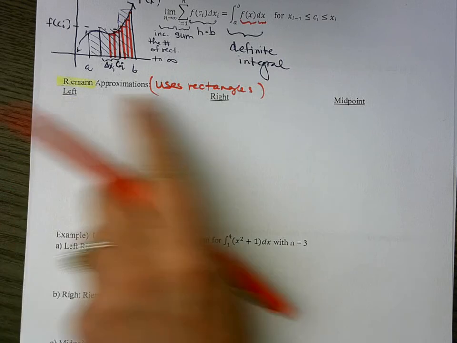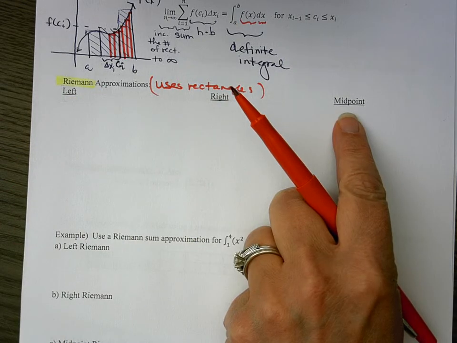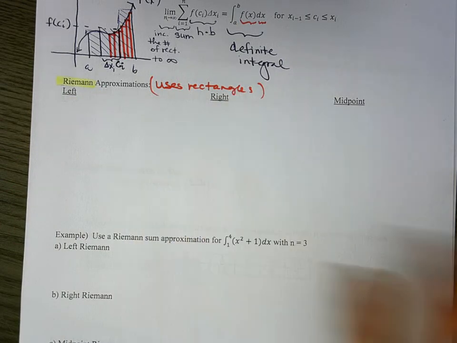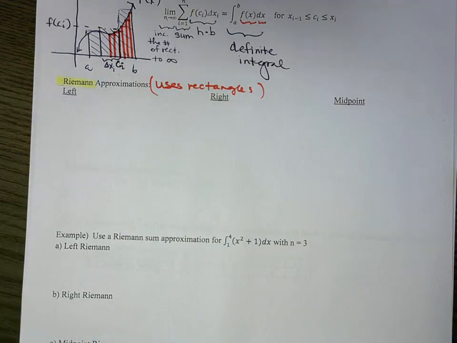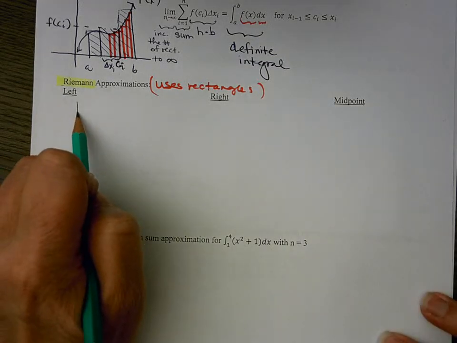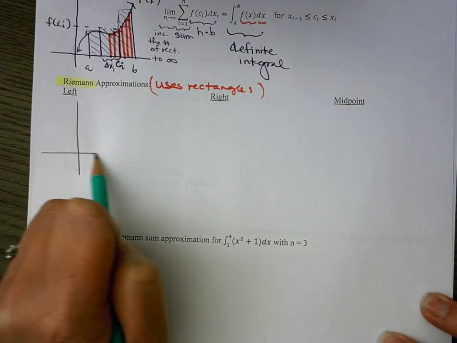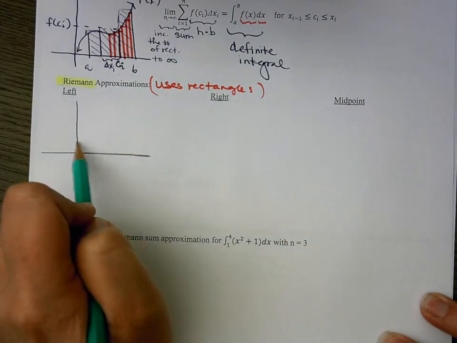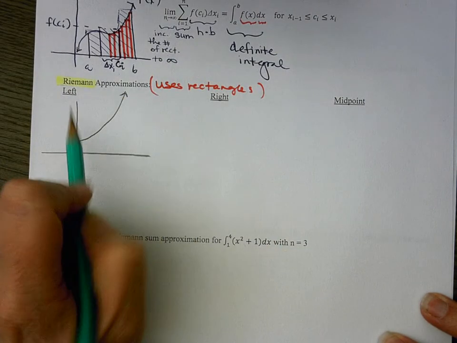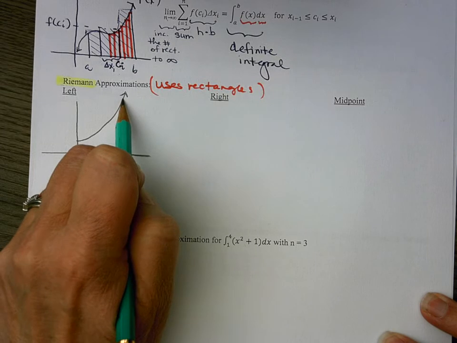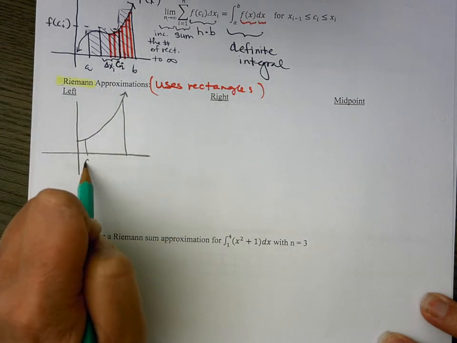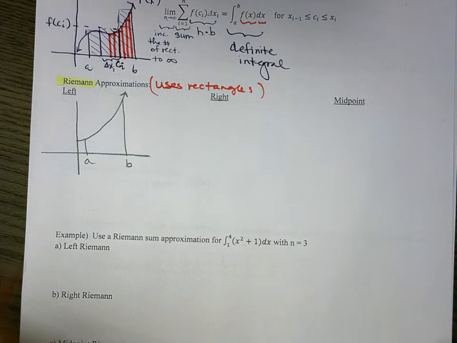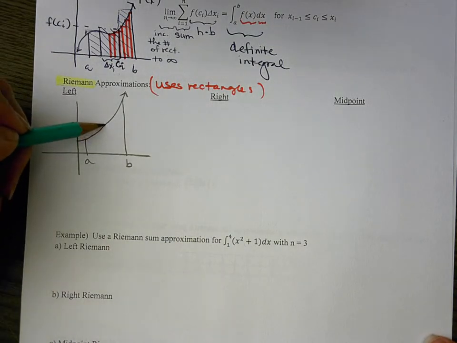And when I say left, right, and midpoint, that is just saying what side of the interval you are choosing to create the height. So if we talk about a left Riemann, we're using the left side of the interval to create the height. So specifically, let me draw a picture here. And then I'm just going to do kind of a half of a parabola. And so let's say we're going across this section right here from A to B. And let's say I only want to use 2 sections to approximate.